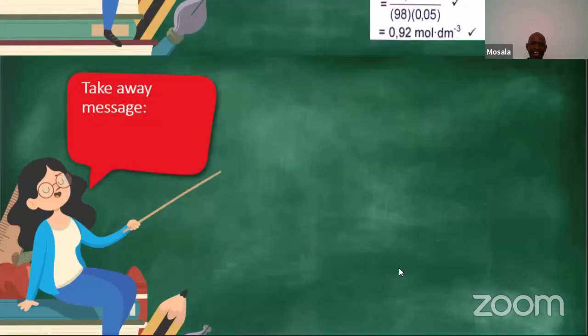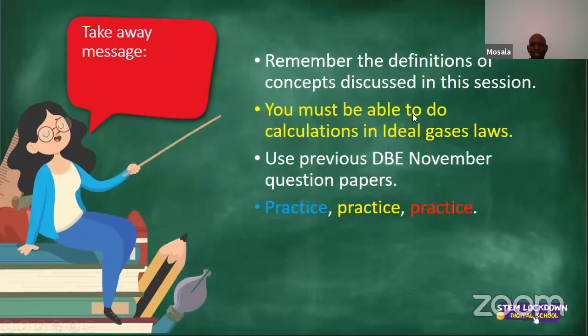And then remember the definitions that we have discussed here in this section. And then you must be able to do all calculations on ideal gases, and also on stoichiometric calculations. And you can continue to use previous question papers from DBE. And then remember to practice. The more you practice, the better it will be.